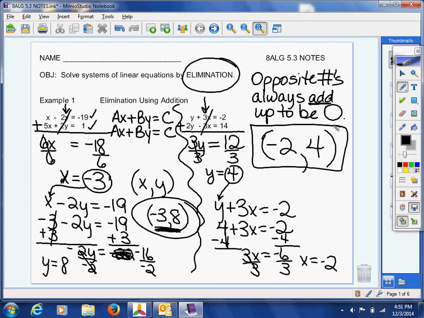So you can check the answer: take the negative 2, plug it in for the x, take the 4, plug it in for y, and check it out yourself. I'll do that real quick for you. Y is 4, x is negative 2, so that's 4 plus negative 6. Yep, that's negative 2. 2y, that's 8. Negative 3 times negative 2 is 6. 8 and 6 is 14. So they both check out. I know for a fact that this is the point of intersection.